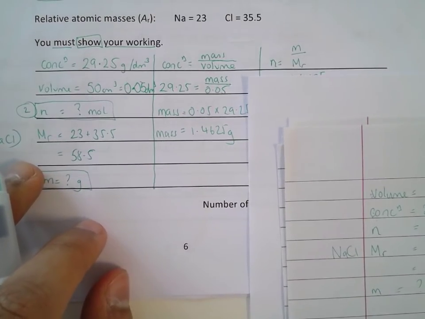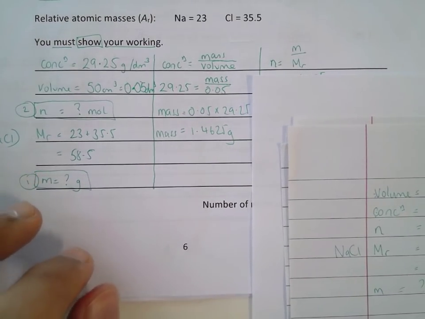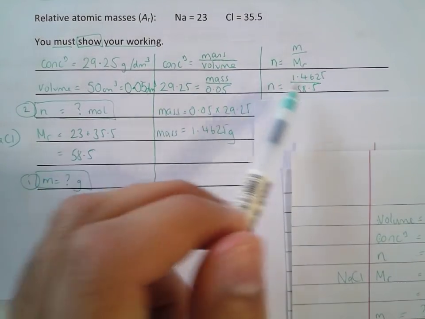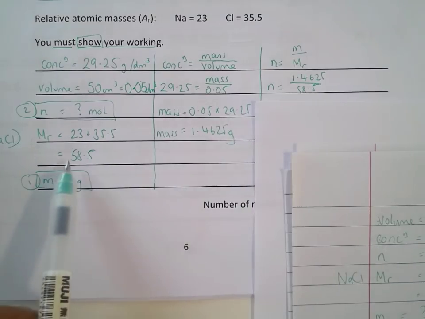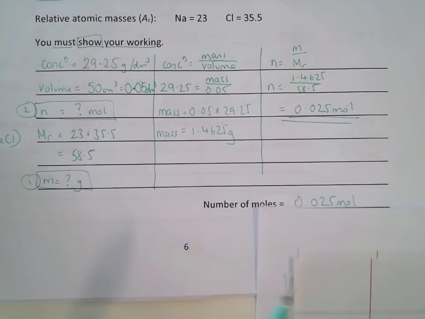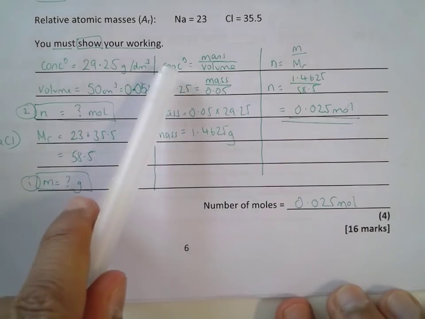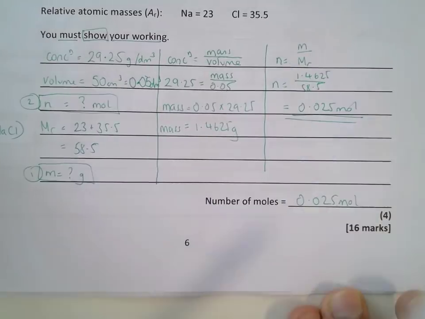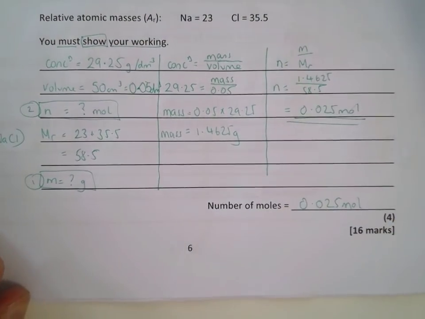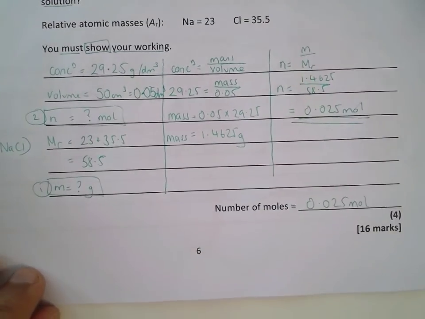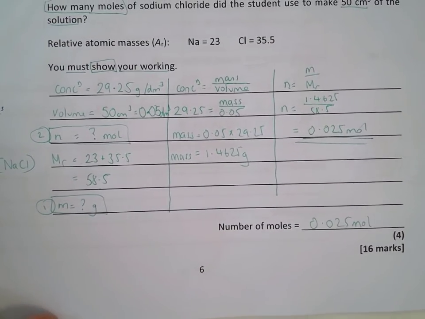So I know my mass now, so I can substitute that into my next formula, which is number of moles equals mass divided by MR. I can substitute mass and MR as 1.4625 and 58.5, which I worked out here. And finally, I get my final answer, which is 0.025 moles. So I'd write that in as my final answer. This was tricky because you needed to use one formula to find out the mass and substitute that into a second formula to find out the number of moles. But if I follow my method of listing the values first, I can work it out. If you don't follow the method, you will struggle.